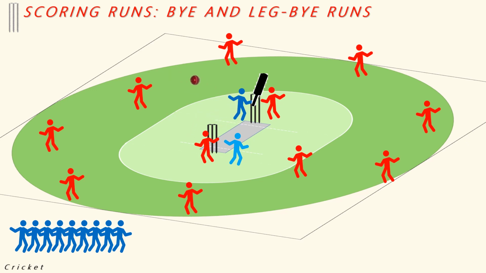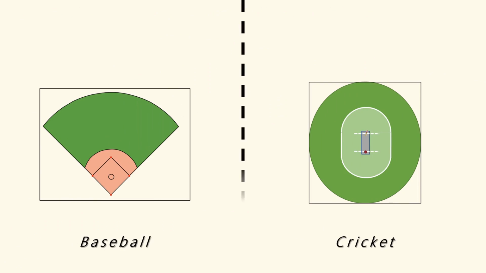The batting team is awarded 1 run when the bowler bowls a wide ball. Similarly, 1 run is awarded to the batting team when the bowler bowls a no ball. A no ball or a wide ball is not counted in the count of 6 legitimate balls to complete an over. Let's now get to baseball.